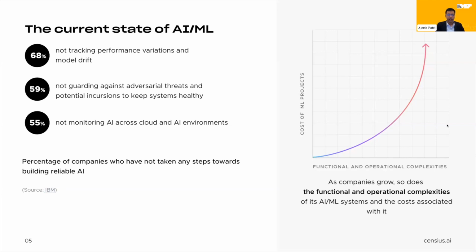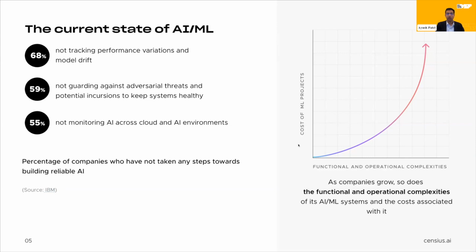Current state of AI and machine learning. These are statistics that we have seen to be broadly accurate in our own conversations, but this is from IBM. 68% are not tracking performance variations and model drift in their organizations, followed by not guarding against adversarial threats or potential incursions to keep systems healthy.